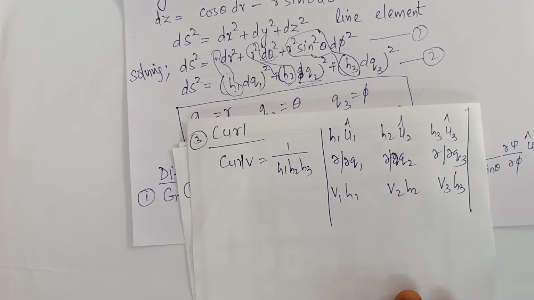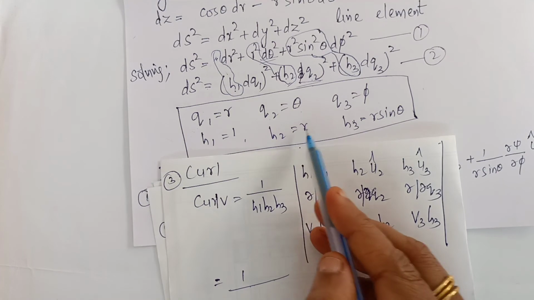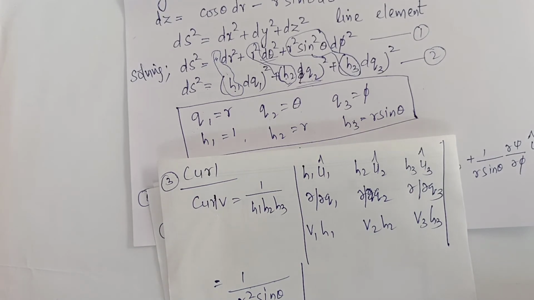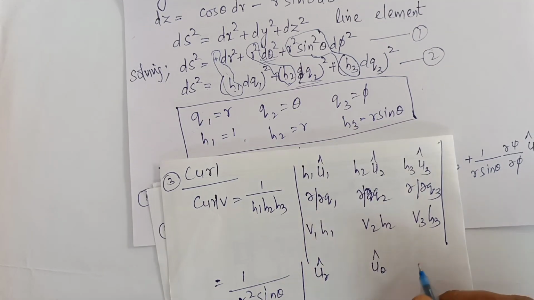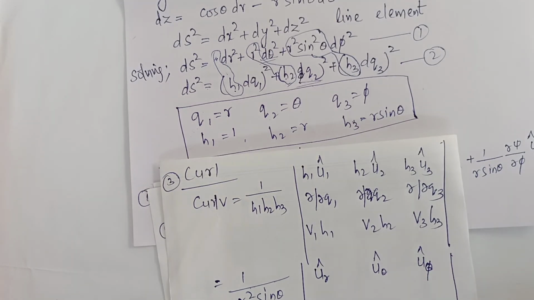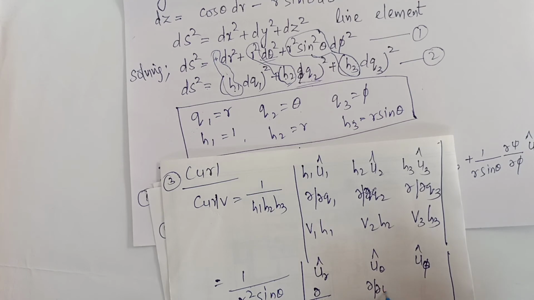Now we already have the values here, so we are just going to represent it. What are H1, H2, H3? H1 is 1, H2 is R, and H3 is R sin theta. What is U1? U1 is our UR, U2 is our U theta, and U3 is our U phi. Now what is dou by dou Q1? Q1 is R, Q2 is theta and Q3 is phi.